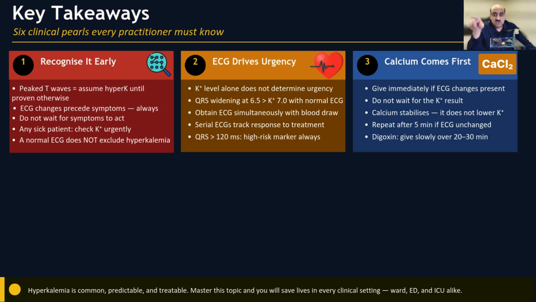Cardiac membrane stabilization is one of the first priorities. Give calcium chloride or gluconate. Do not wait for the final confirmation. VBG is your gold standard, and repeat the ECG after 5 minutes of giving calcium chloride or gluconate to make sure that the ECG changes have subsided. And with digoxin, you need to be very careful if you have to give calcium chloride or gluconate, because digoxin-associated toxicity can occur. So give it slowly if you have to give calcium chloride or gluconate.